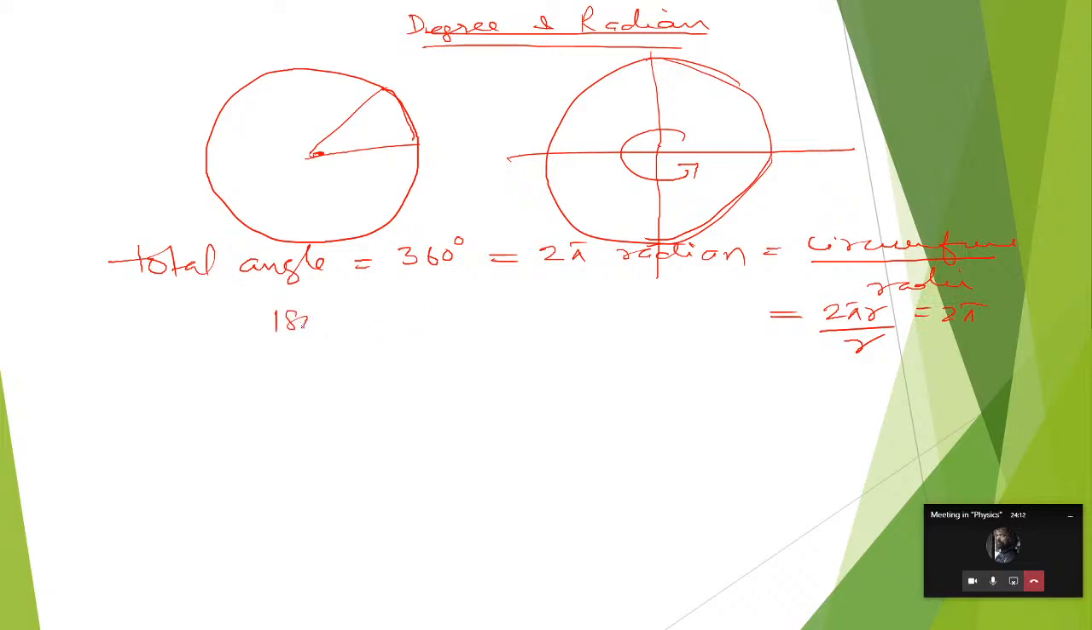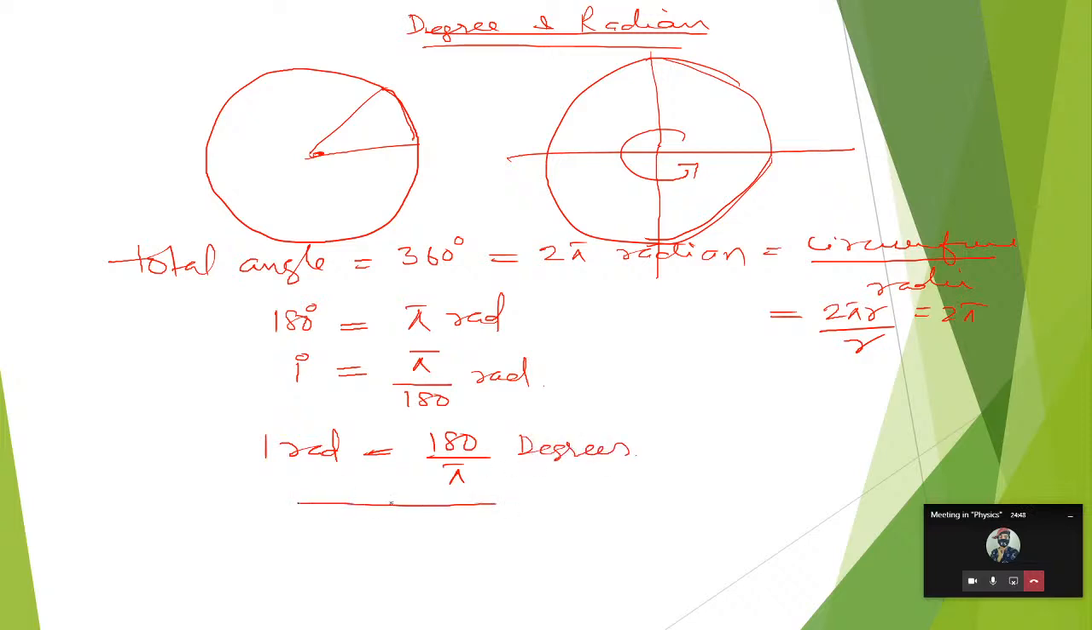Now what will be 180 degrees? Pi radians. Then 1 degree equals pi by 180 radians. Similarly, 1 radian equals 180 by pi degrees. So this is the conversion.